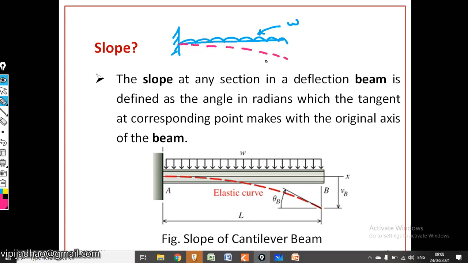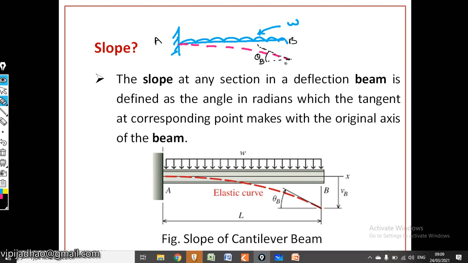Okay, now let us consider we take the slope of this particular beam at the end. We take the tangent at this particular end. We draw a tangent at this particular end. Then this particular angle theta, let us consider this is B, this is A. Then this particular angle theta B is called the slope of your beam.